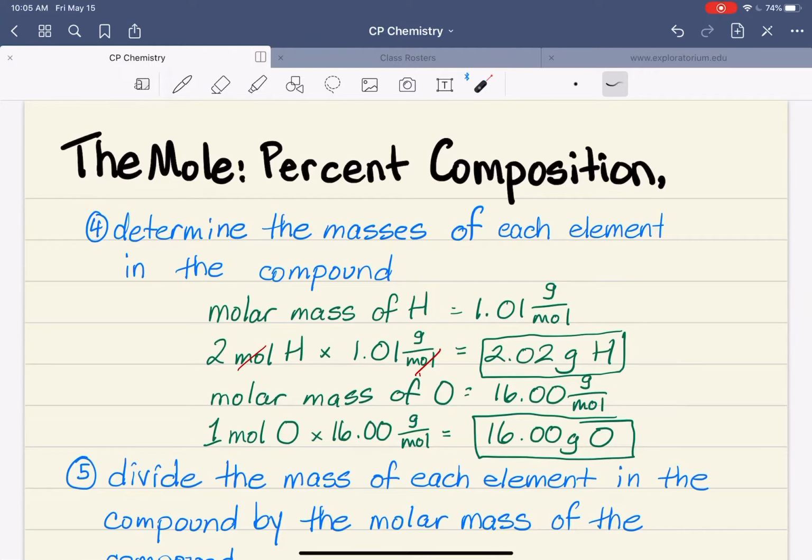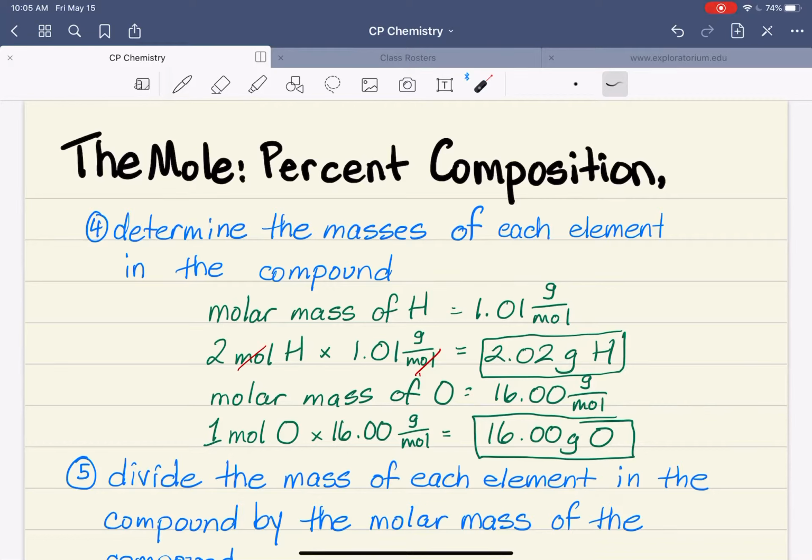All right, the next thing I need to do is determine the masses of each element in the compound. So let's do that. All right, if the molar mass of hydrogen is 1.01 grams per mole, and I'm talking about H by itself, not molecular hydrogen, but hydrogen as we would find it in water. Okay, 2 moles of hydrogen times its molar mass, 1.01 grams per mole, is going to give us 2.02 grams of hydrogen in 1 mole of water.